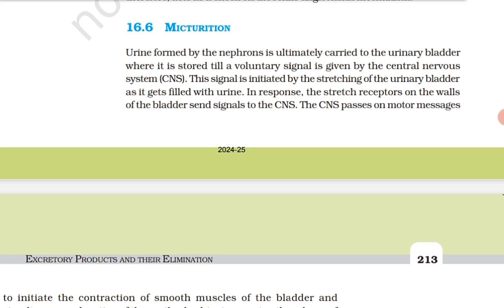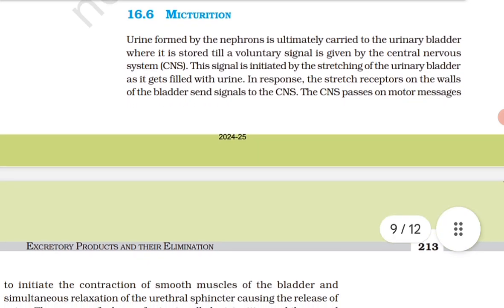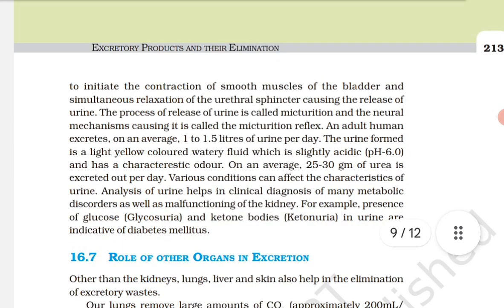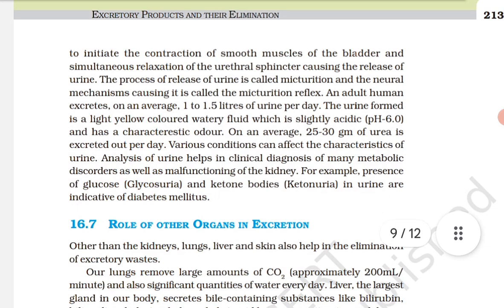Other than the kidney, lung, liver, and skin also help in the elimination of the excretory waste. Our lung remove large amount of CO2, approximately 200 ml per minute, and also significant quantities of water every day. 200 ml per minute है, कुछ भी चेंज करके दे सकता है बट करेक्ट है. Liver, the largest gland in our body, secretes bile containing substance like bilirubin, biliverdin, cholesterol, degraded steroid hormones, vitamins, and drugs. Most of these substances ultimately pass out along with digestive waste.